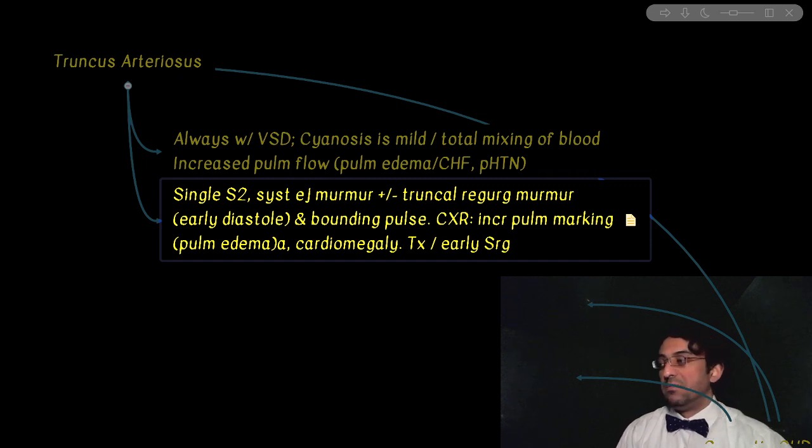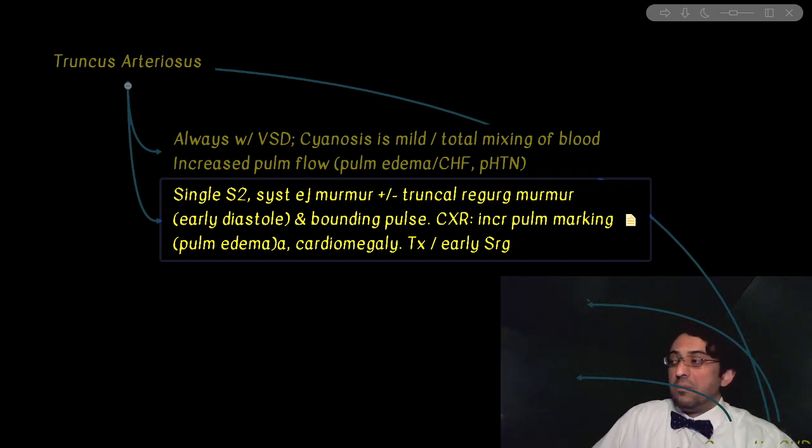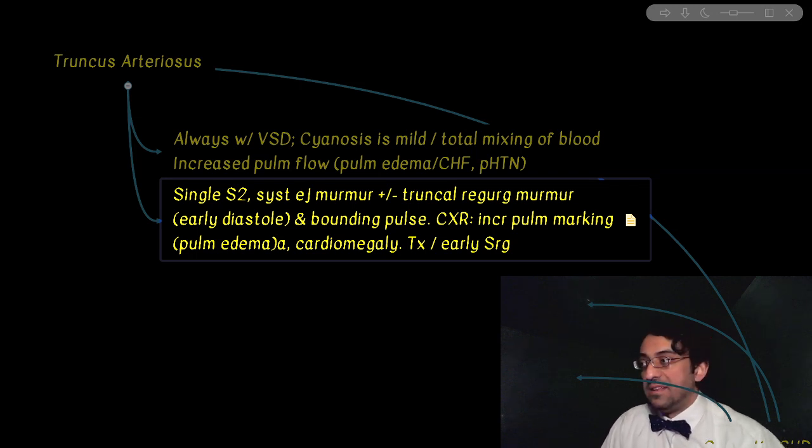What would be the pulse resulting from such regurgitation? Similar to conditions with aortic regurgitation, we may have a bounding pulse. What is the most feared complication of truncus arteriosus? Pulmonary hypertension, and therefore this condition also requires early surgery, similar to what we had in transposition.